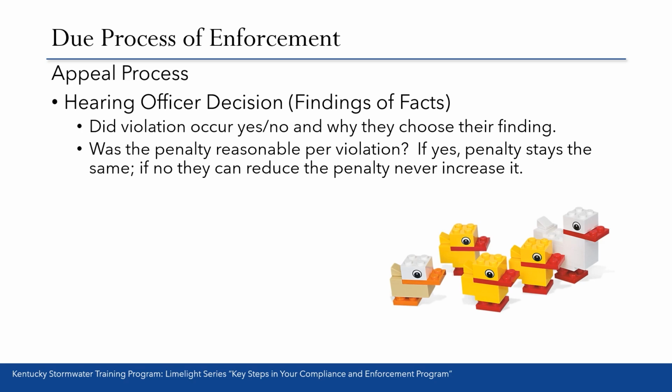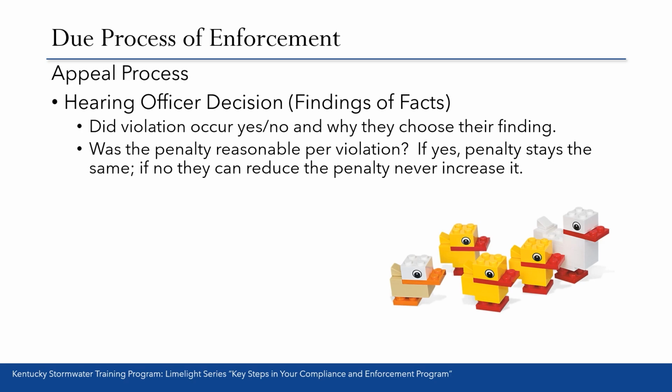Then if the answer is yes, a violation did occur, they determine if the penalty was reasonable per the violation. Remember me saying why we wanted to accurately have a penalty calculation worksheet to show why we chose the penalty we did? This is very important when you're trying to talk with a hearing officer about why the penalty was assessed. If they agree that the penalty was accurate, it stays the same. They can reduce the penalty, however, they never can increase it.